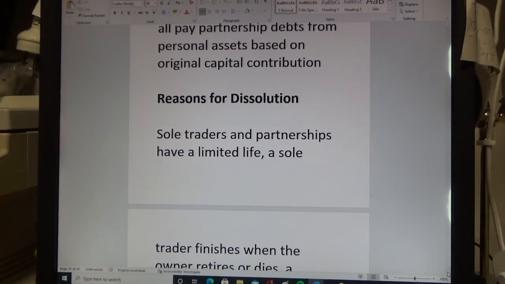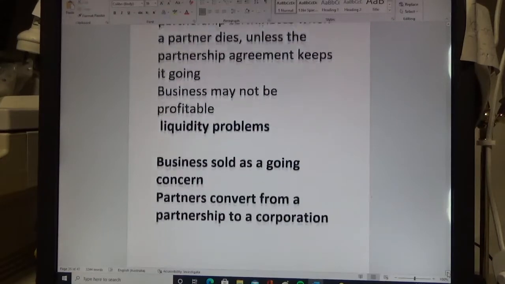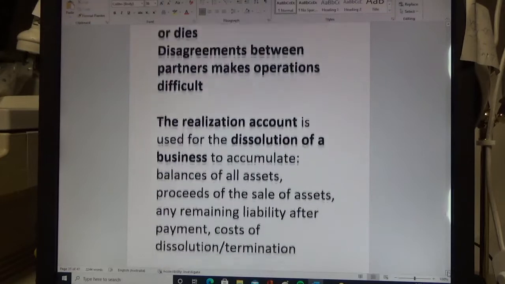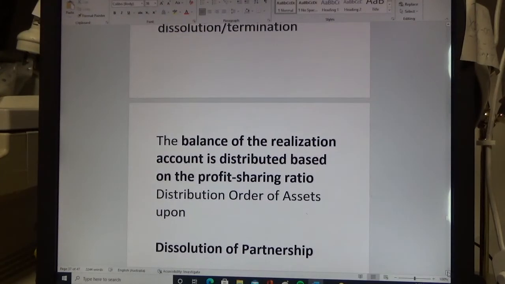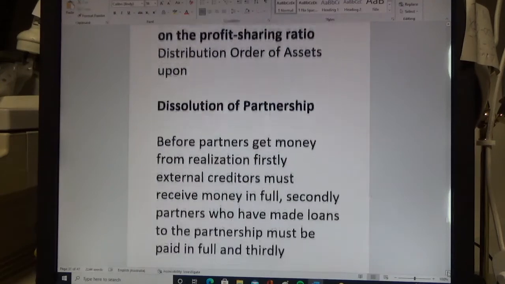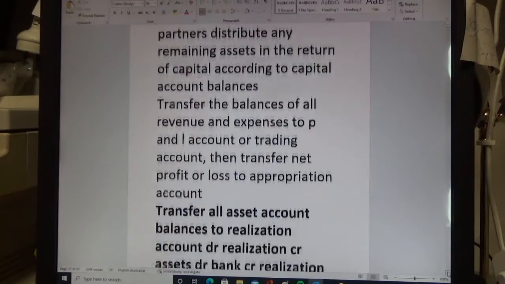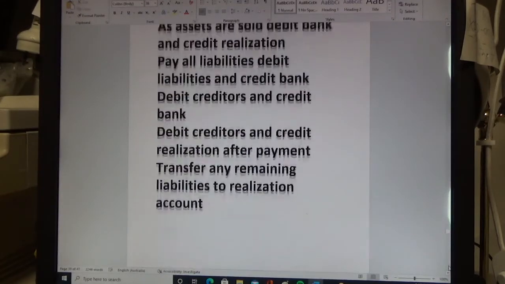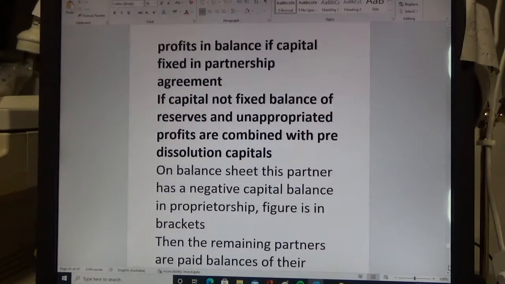And we already mentioned reasons for dissolution. I won't repeat that. And just checking any other things. I think we've just about covered it. I won't waste your time. I think that's enough, really.